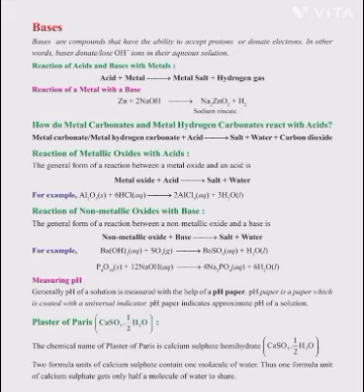Plaster of Paris. The chemical name of plaster of Paris is calcium sulfate hemihydrate, CaSO4.1/2H2O. Two formula units of calcium sulfate share one molecule of water. Thus, one formula unit of calcium sulfate gets only half a molecule of water. Plaster of Paris is used to make idols, false ceilings, and to repair fractured bones in hospitals, etc.